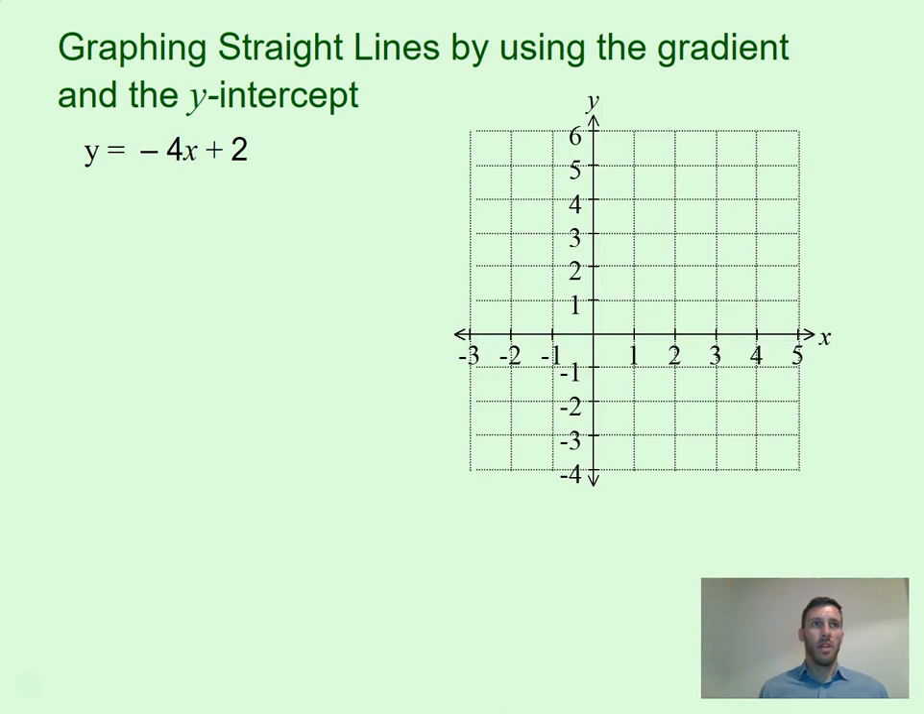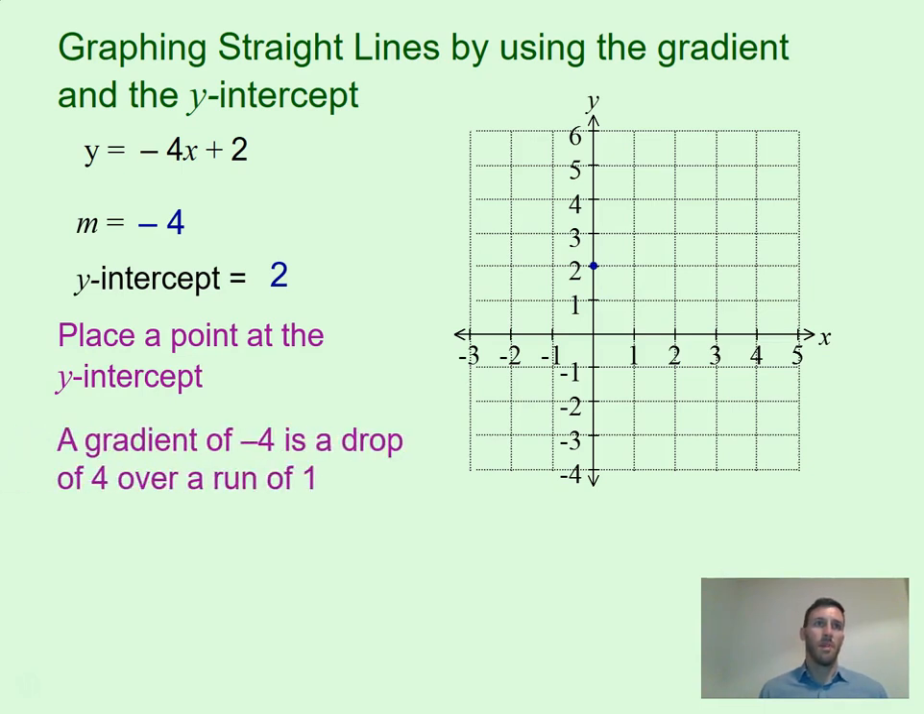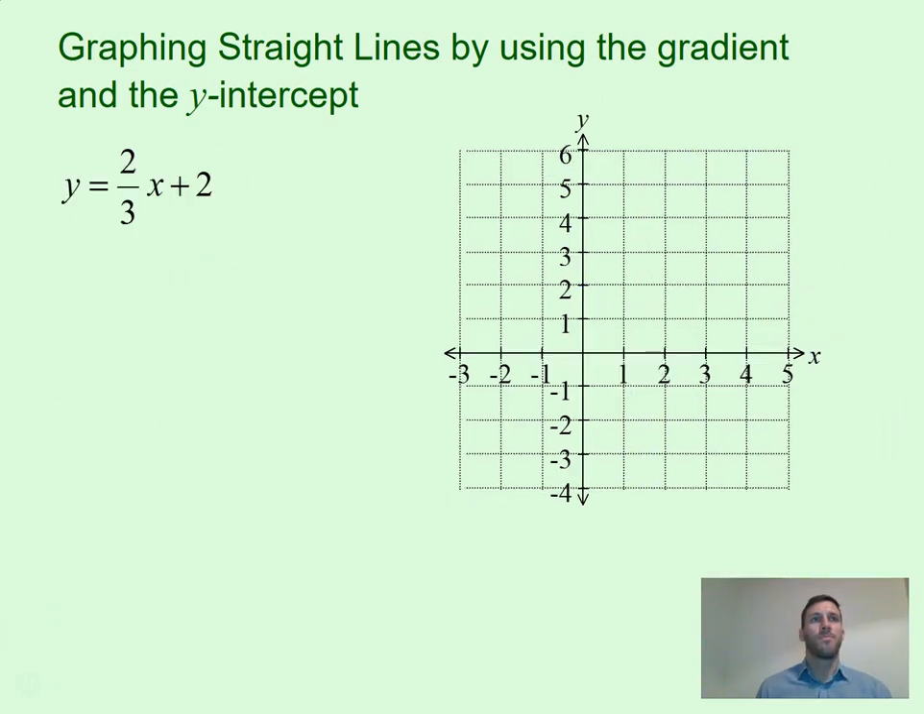Again, we've got the gradient-intercept form, so we identify the slope, identify the y-intercept, and place a point at the y-intercept, in this case it's 2. A gradient of -4 is a drop of 4 and a run of 1. Again, we're going to draw the run first because that's our x value. And then we draw a drop of 4, which is the y value. And we identify the point, which is (1, -2). We draw our point, we connect the points and draw our line.